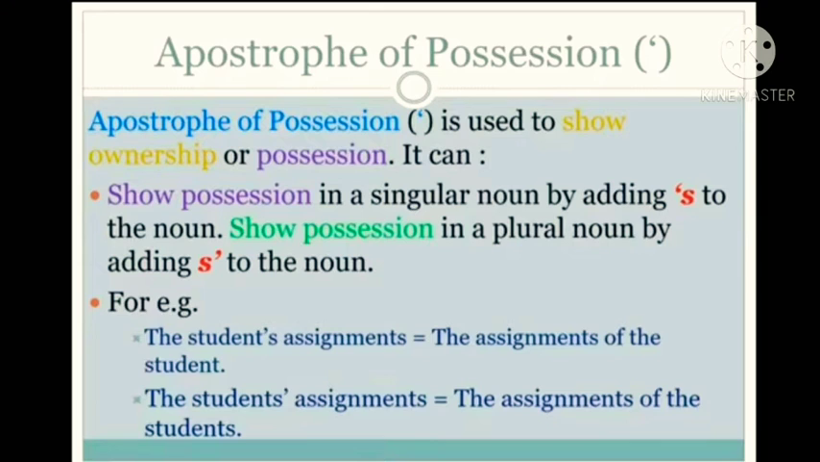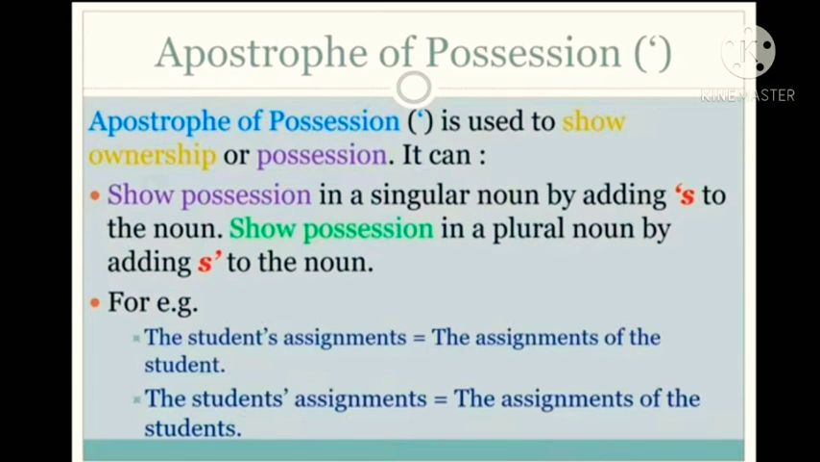Now let's know about apostrophe. There are two kinds of apostrophe. One is used for showing possession and the other is used for showing contractions, or writing the short forms. So first let's discuss the possession. It is used to show ownership or possession. Means when someone possesses something, we use apostrophe for expressing that possession.